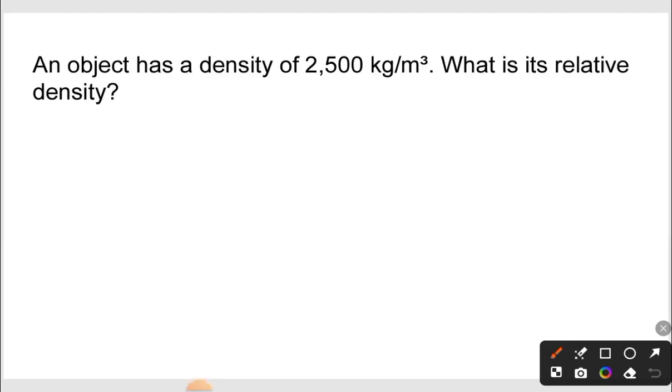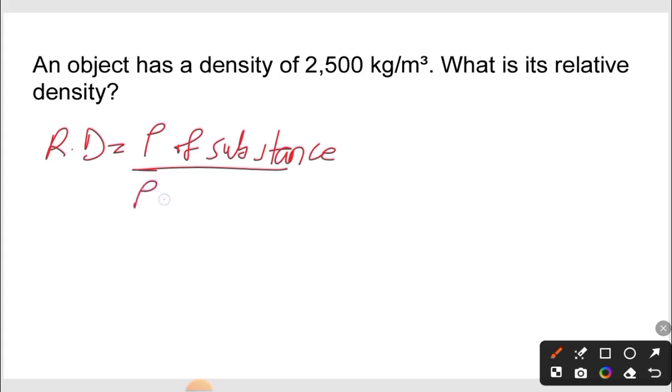The continuation of this series. And in this part, we are going to look at relative density. Now, relative density refers to the ratio of the density of a substance to the density of water. There are different formulas used to calculate relative density. So let's look at some of them. So relative density equals density of substance over density of water.